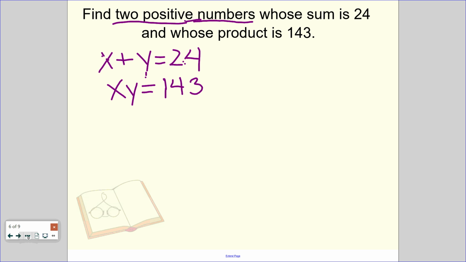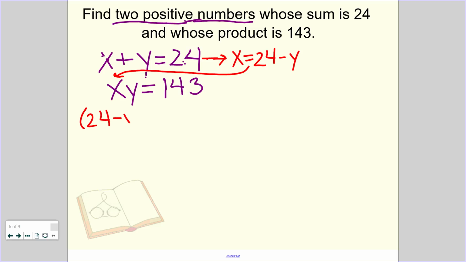Easy one here. I'm going to solve this using substitution. Notice this looks like a problem that we did earlier in the lesson. I'm going to get the x alone in the top equation. So x equals 24 minus y. And I'm going to plug that in for x in the bottom equation. So 24 minus y times y equals 143. Distribute my y in, so that'll give me a 24y, a negative y squared, and a 143.